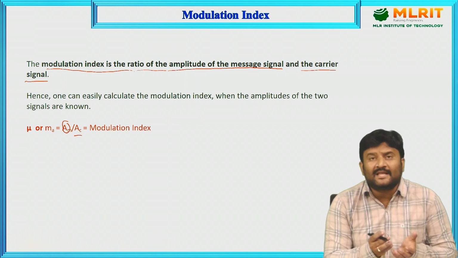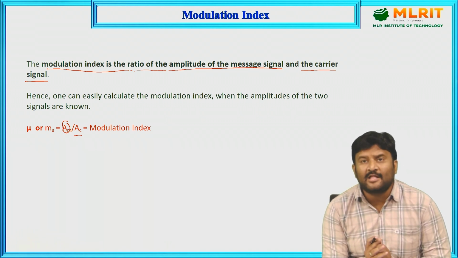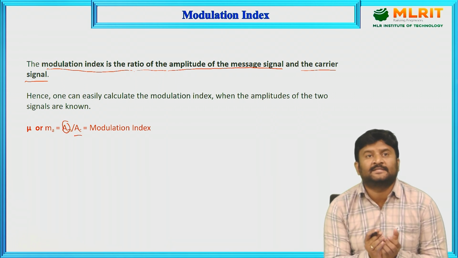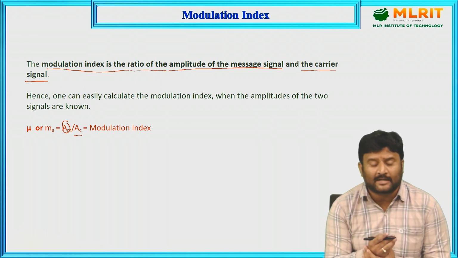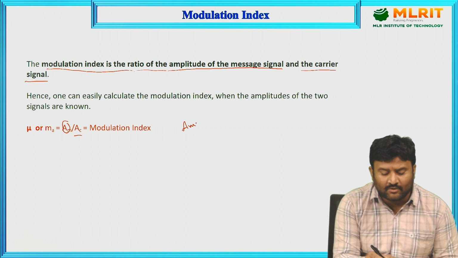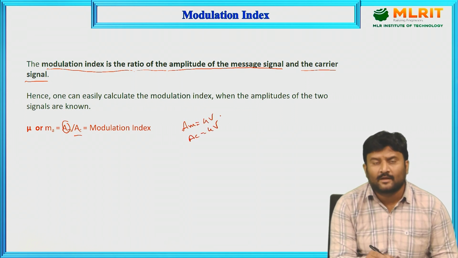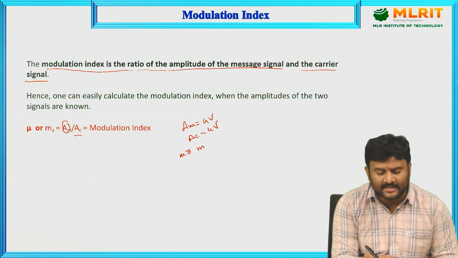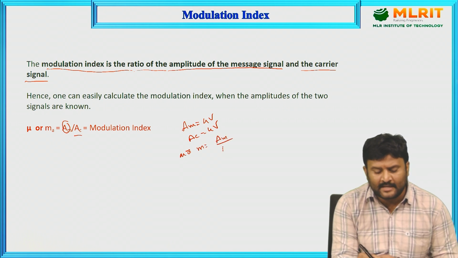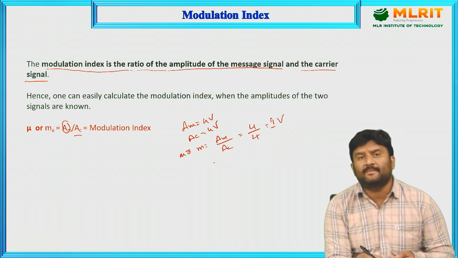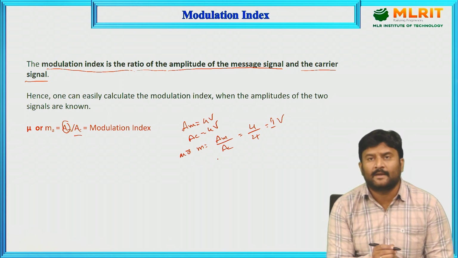Then it is very easy to find the value of the modulation index when you know the amplitudes of the message signal and the carrier signal. For example, Am is equal to 4 volts, Ac is equal to 4 volts. Then mu or m is equal to Am by Ac, that is 4 volts by 4 volts, that is equal to 1. Otherwise, Am is equal to Ac.